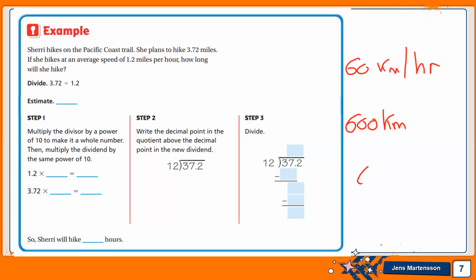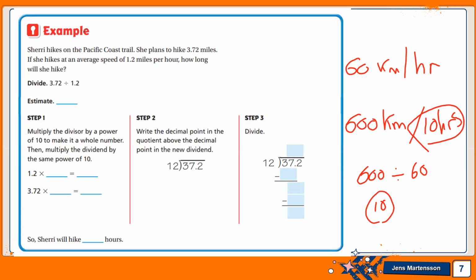Okay, 600 divided by what? Girls, mute your microphone, please. Yes, so you will divide 600 by 60, which is 10. So that means your father will take 10 hours in order to reach the destination.